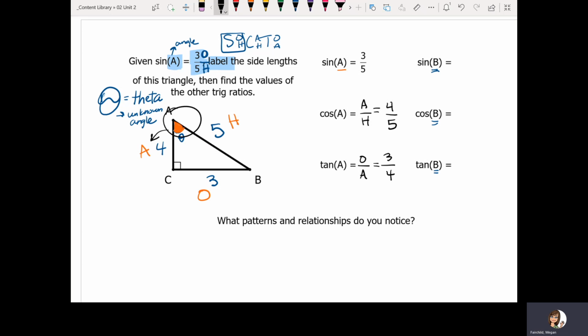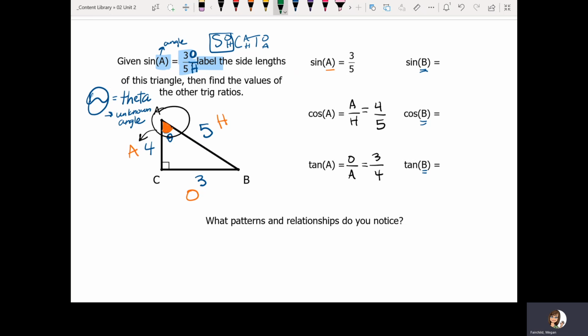Good. Sine of B. Now we're changing angles, right? Now we're talking about angle B, which is down here. So now this becomes opposite for angle B. This becomes adjacent. Hypotenuse stays the same.